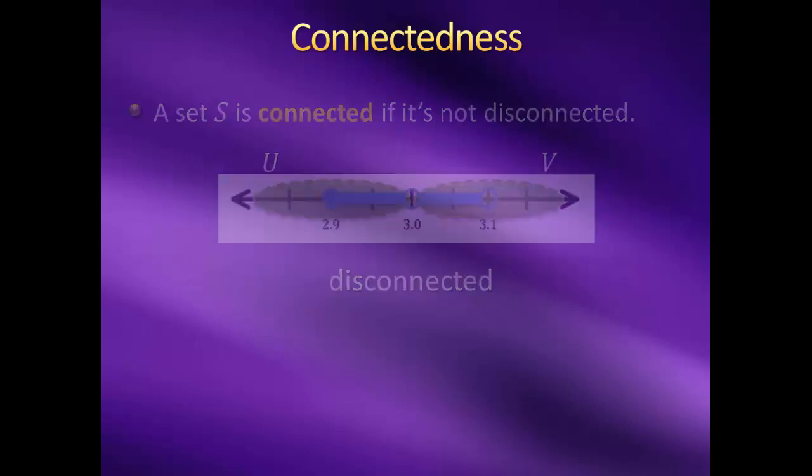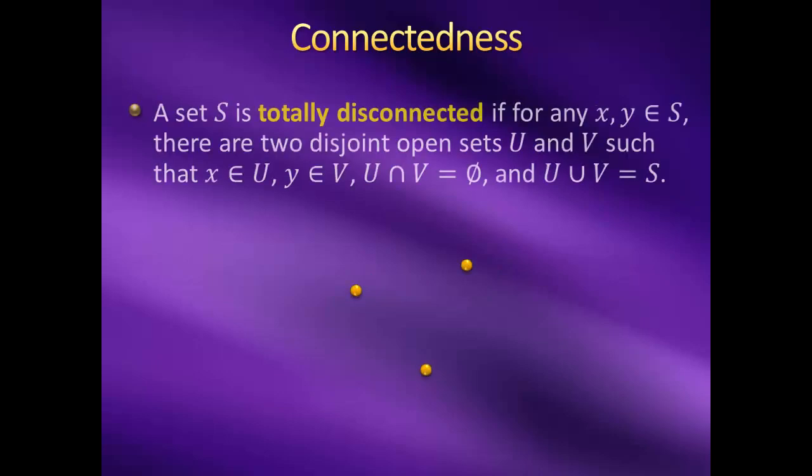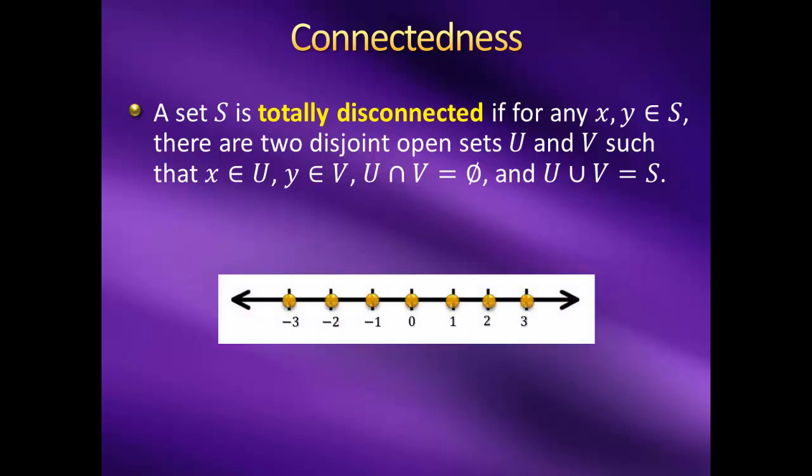What's more, some sets can be what's called totally disconnected. A set S is considered to be totally disconnected if for each distinct X and Y in the set, there are two disjoint open sets U and V, just like earlier, such that X is in U, Y is in V, and the intersection of U and S union the intersection of V and S is the entire set S. What that means is that given any two distinct points, we can always find a way that they're separated from each other. A good example of a totally disconnected set is the integers.